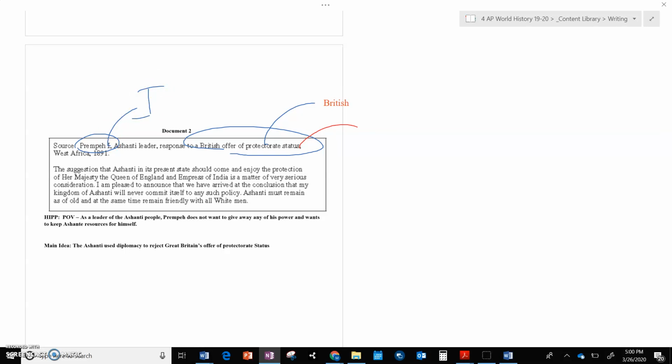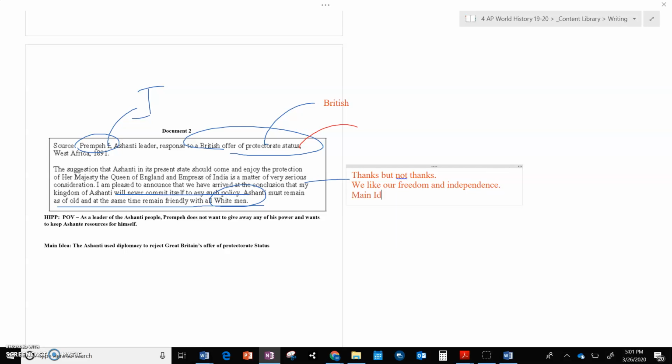Okay, so the suggestion that the Ashanti in its present state should come and enjoy the protection of Her Majesty, the Queen of England and Empress of India, is a matter of very serious consideration. I am pleased to announce that we have arrived at the conclusion that my kingdom of Ashanti will never commit itself to any such policy. Ashanti must remain, as of old, at this time, remain friendly with all white men. So, this one's pretty straightforward. Thanks for the offer. Thanks, but no thanks. We like our freedom. Now, this is just how my brain works. We like our freedom and independence. You have to be a little bit more historical than that when you go to write your argument. But that's the gist of the document.